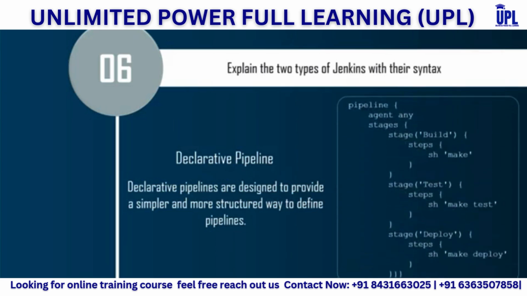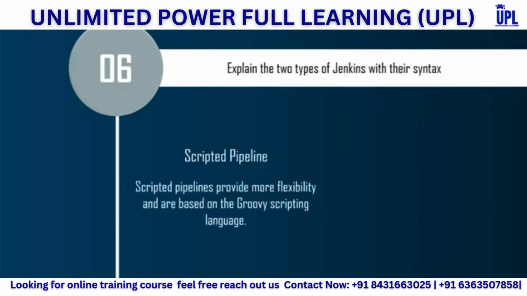And the syntax is, so in this example, a declarative pipeline is defined with three stages, that is build, test and deploy. Each stage contains a series of steps to execute. Whereas the scripted pipelines provide more flexibility and are based on the Groovy scripting language. They are suitable for complex and advanced use cases but have a more challenging learning curve compared to the declarative pipelines.